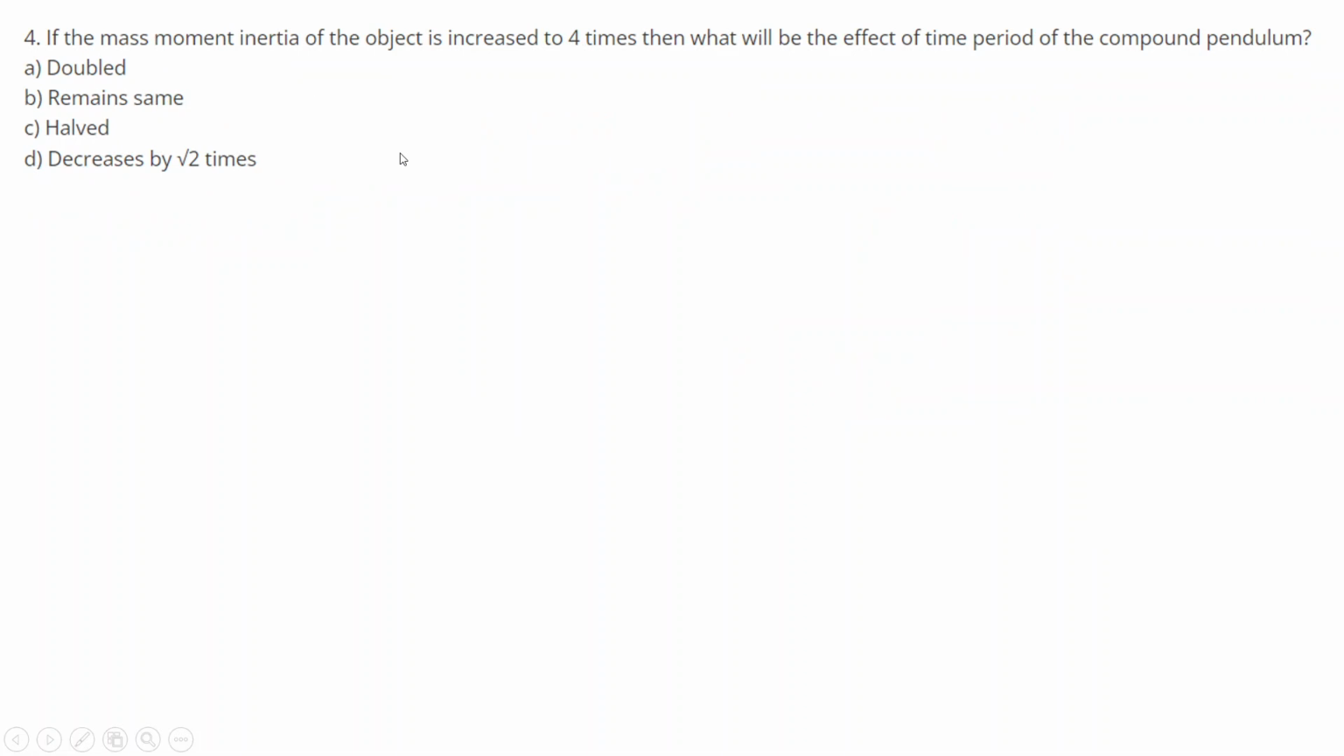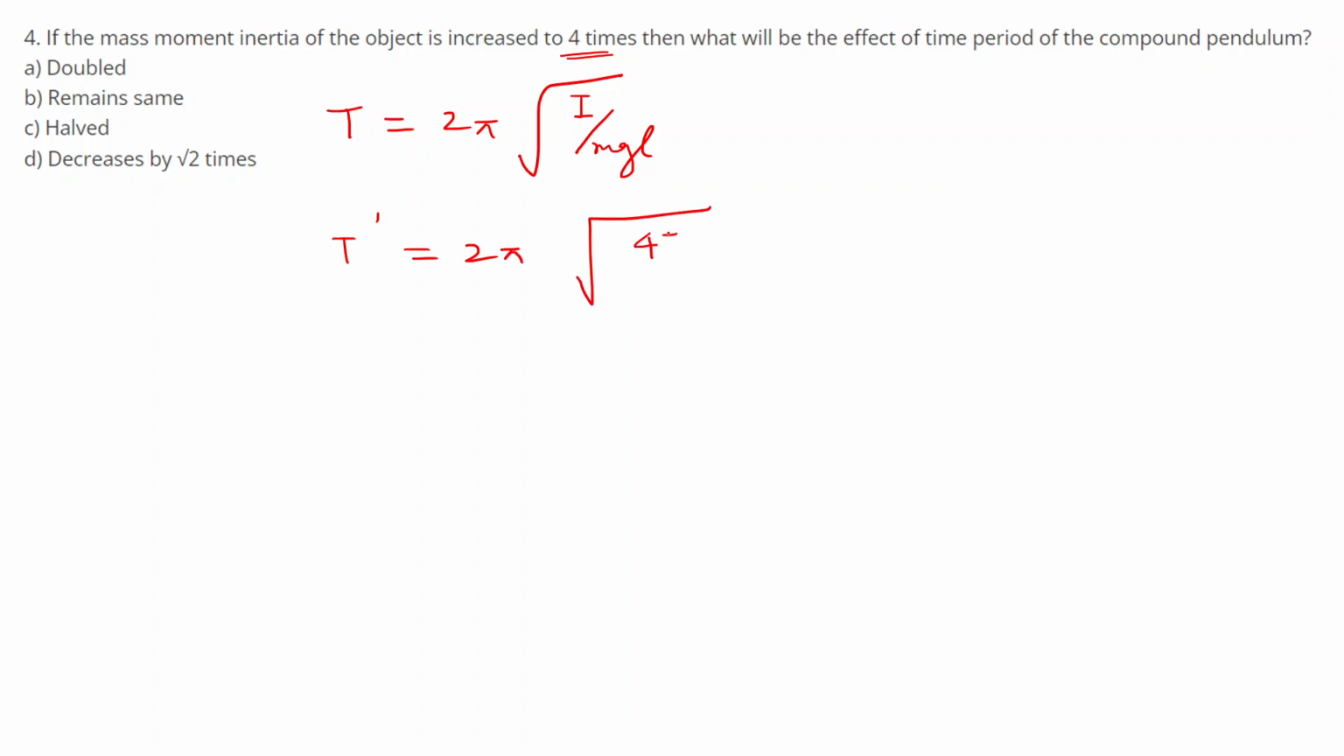Next question is, if the moment of inertia of the object is increased to 4 times, then what will be the effect on time period of the compound pendulum? Moment of inertia. Okay, so since again time period is 2 pi under root I over mgl, if the moment of inertia is increased by 4 times, I'll just keep the rest the same. Moment of inertia now becomes 4 times.